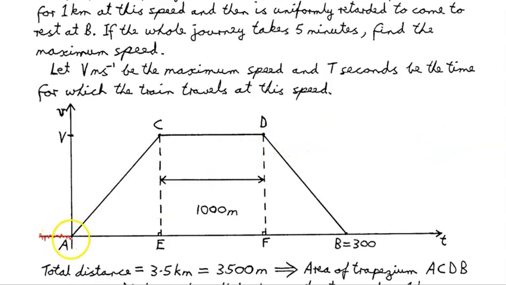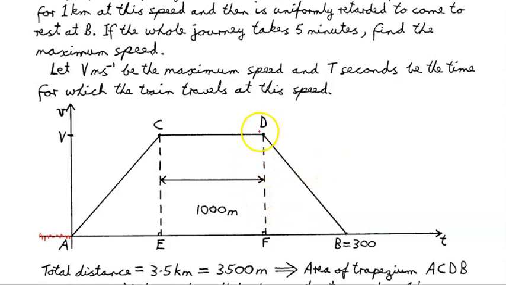So our train takes off from station A, uniformly accelerates to a maximum speed. It travels at maximum speed and completes a distance of 1,000 meters before it starts uniformly decelerating down to 0. The total length of time here is 300 seconds. It's 5 times 60 seconds. 5 minutes is 300 seconds.